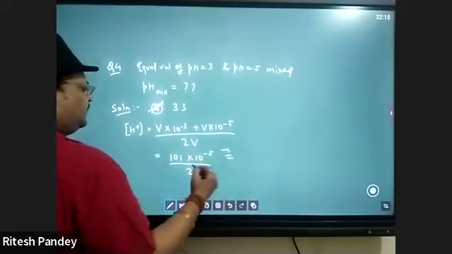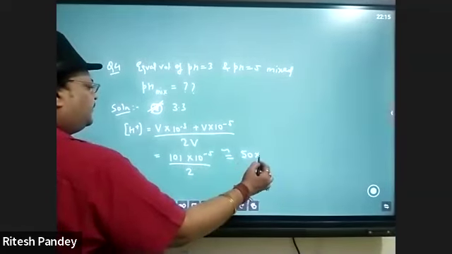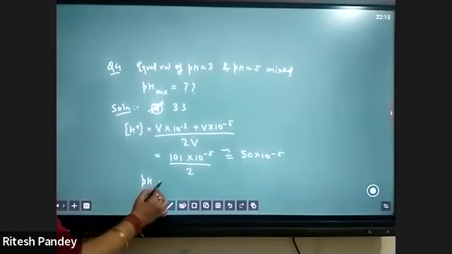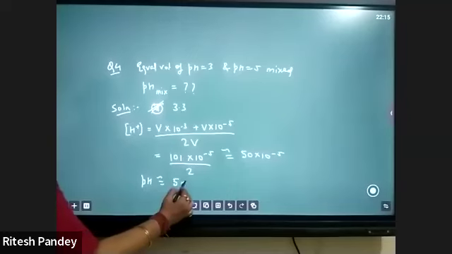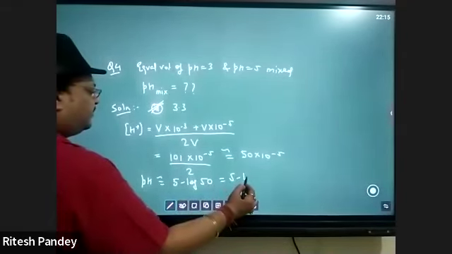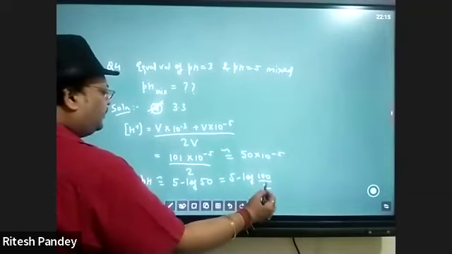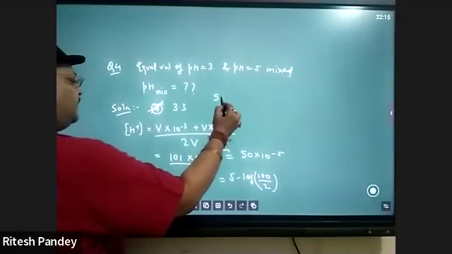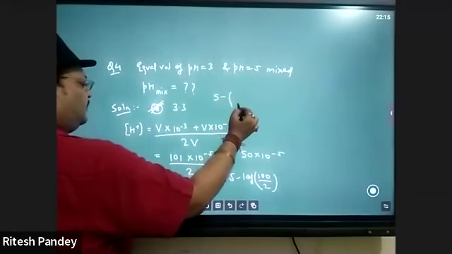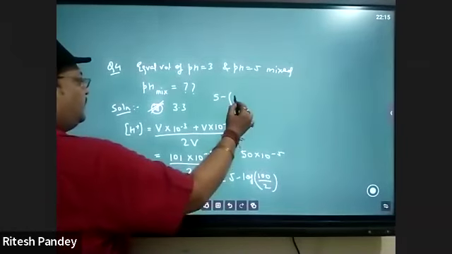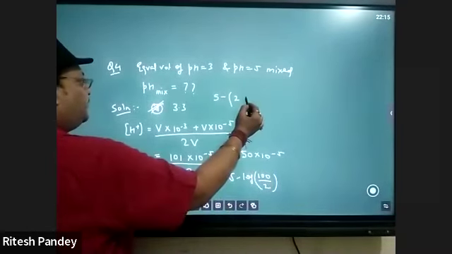It's as good as 15 into 10 to the power minus 5. Hope I'm doing it all right. And pH will be almost 5 minus log 50. Now 5 minus log 50 would be like 5 minus log of 100 by 2, which is like 5 minus log 100 plus log 2, would be like 2 plus 0.3.